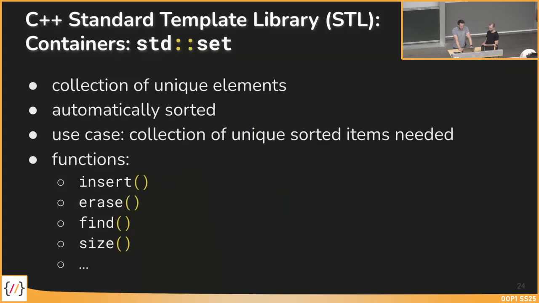The first is a set, which is a collection of unique elements. And in C++, they are automatically sorted. The use case is if you want to have collections where you do not have duplicate elements in it. You have functions like insert, erase, find, or size, for example.